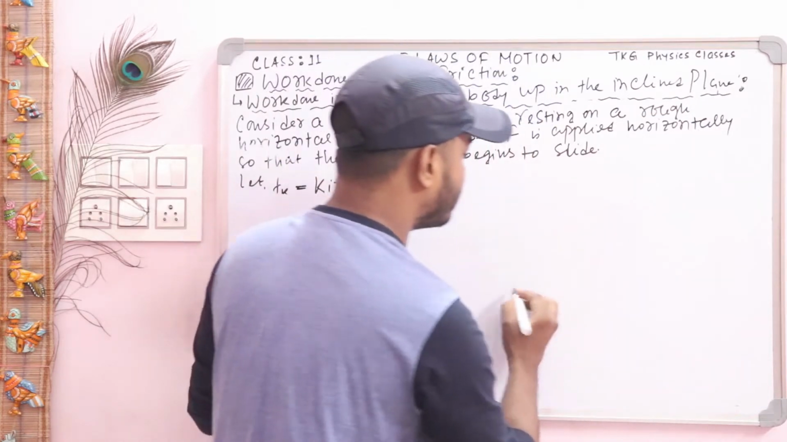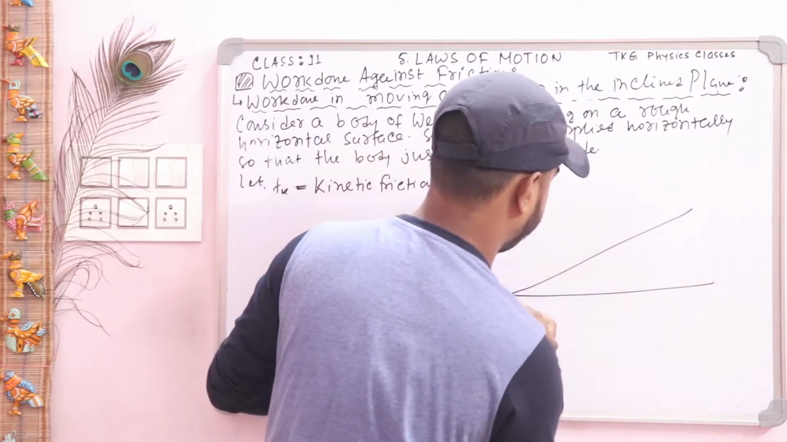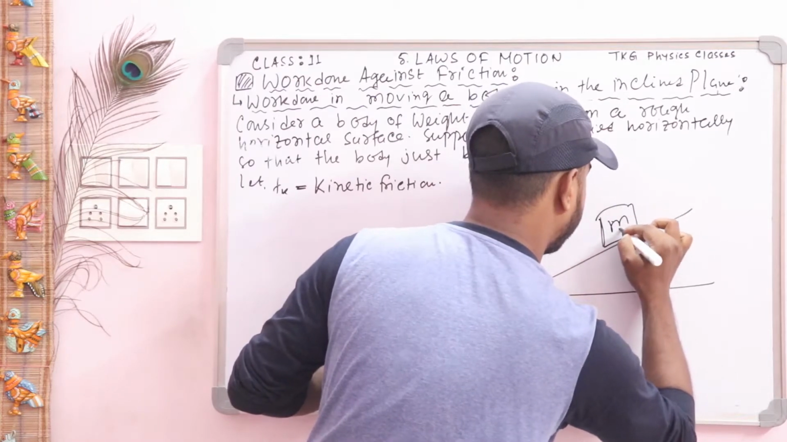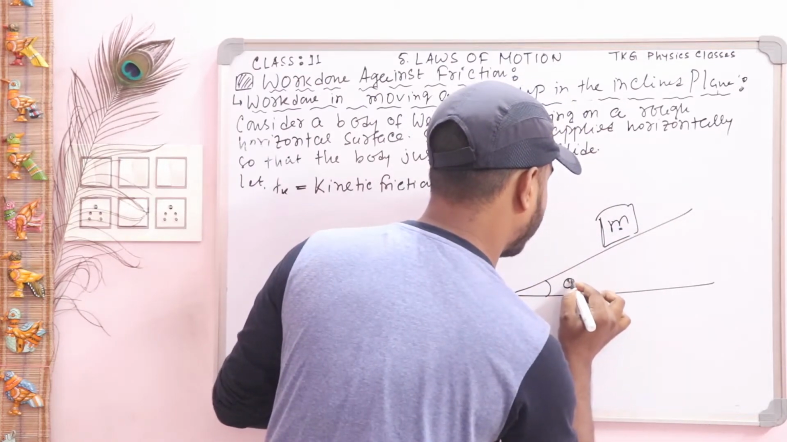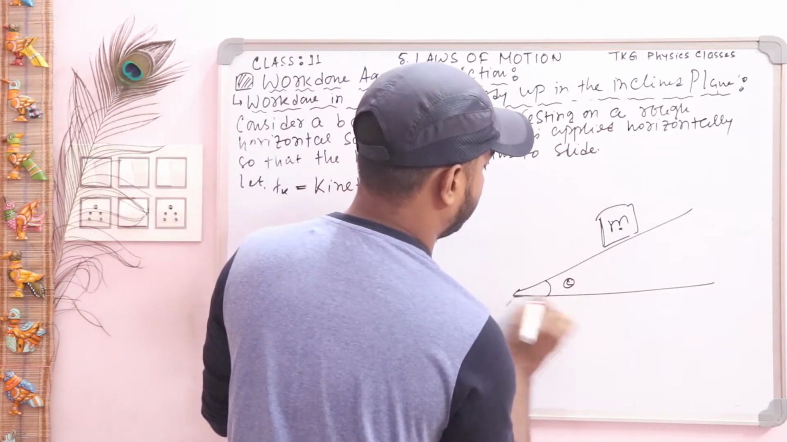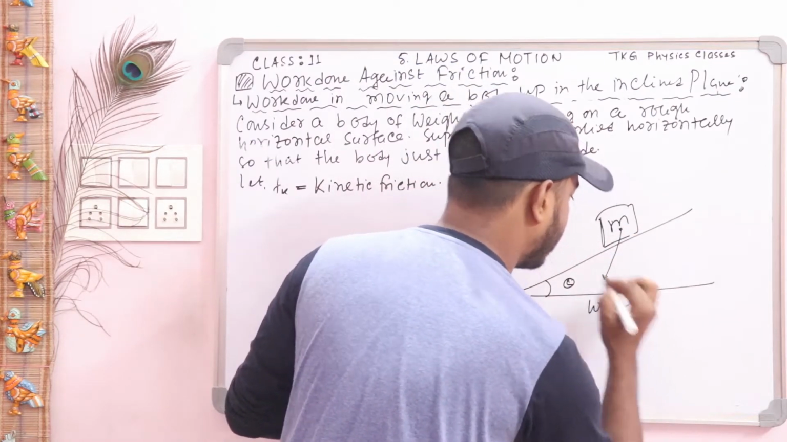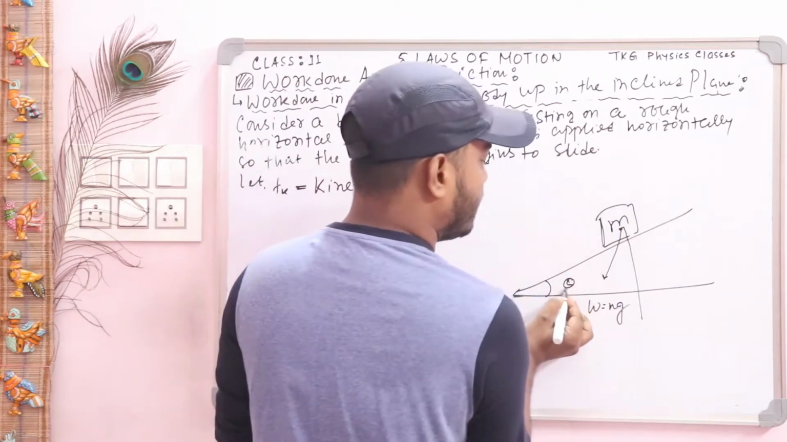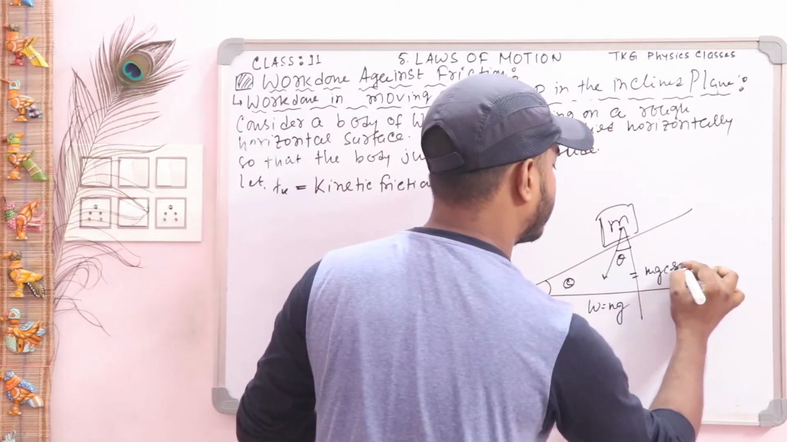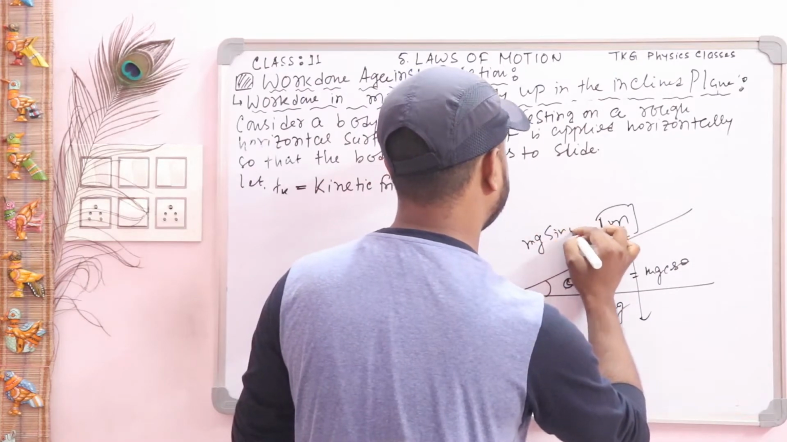So draw the diagram. This is the horizontal surface. This is an inclined plane. Here a body of mass m is situated. This angle is known as the angle of inclination, suppose theta. Now weight W, that is mg, is directed vertically downward. This angle is theta, so this component will be mg cos theta, and this component will be mg sin theta.